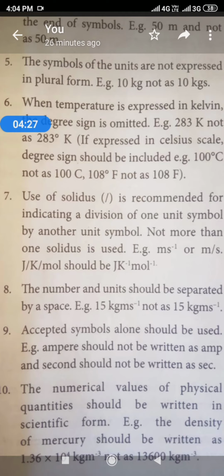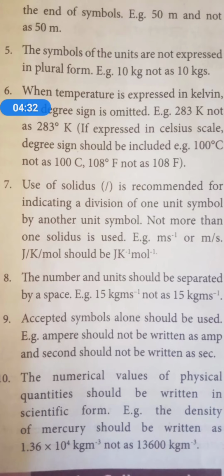Seventh rule is use of solidus is recommended for indicating a division of one unit symbol by another unit symbol. Not more than one solidus is used. Example, meter per second. We should use only one solidus symbol, m/s. Joule per Kelvin per mole should be written as J/K mol. Like this should be written.